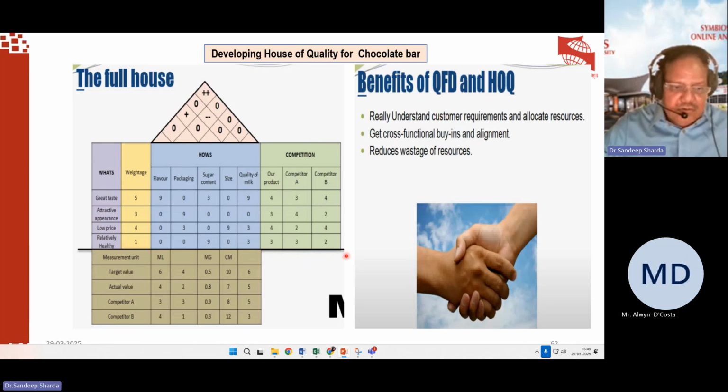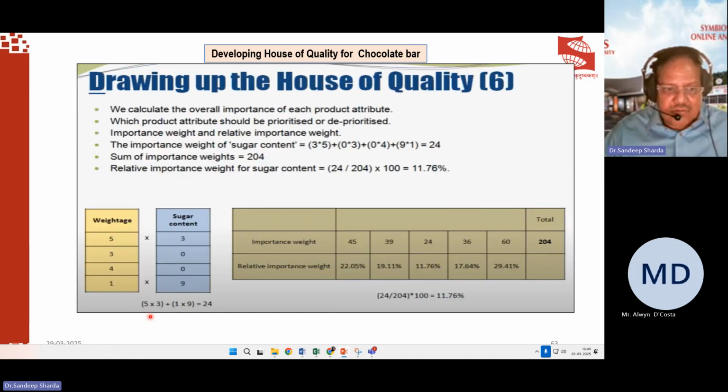So on that basis we are going to go with the target value, actual value, competitor A, competitor B, based on each of them, and then we are going to calculate the weightage also. So importance weight we are going to calculate. So the weightage for sugar content is 24. Similarly, the importance weight will be 45 for the first, then 24, 36, 60. We are going to make a total. Then the relative importance weight, the total is 204. So it will be 22.05%, 19.11, 11.76, 17.64, and 29.41.